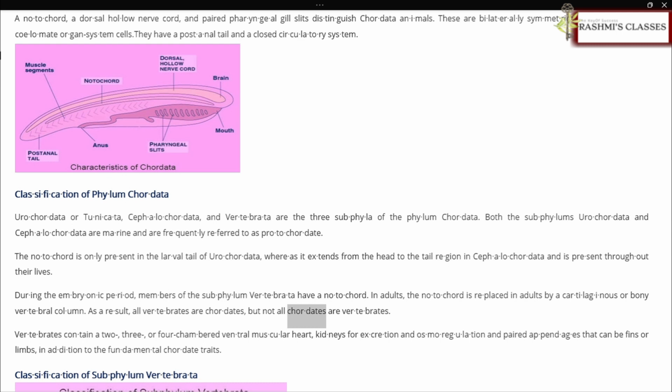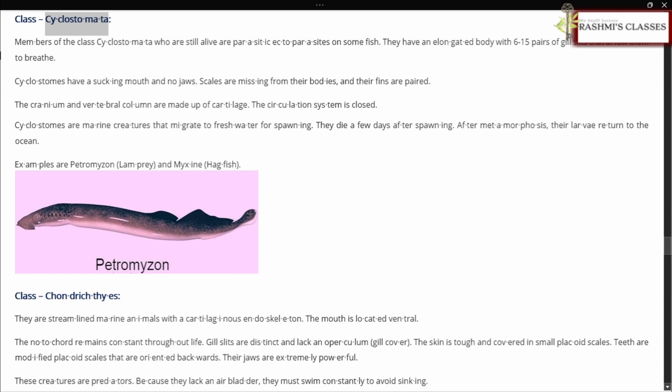Vertebrates contain a 2-, 3- or 4-chambered ventral muscular heart, kidneys for excretion and osmoregulation, and paired appendages that can be fins or limbs, in addition to the fundamental chordate traits. Classification of subphylum Vertebrata. Class Cyclostomata. Living members of the class Cyclostomata are parasitic ectoparasites on some fish. They have an elongated body with 6 to 15 pairs of gill slits that allow them to breathe.